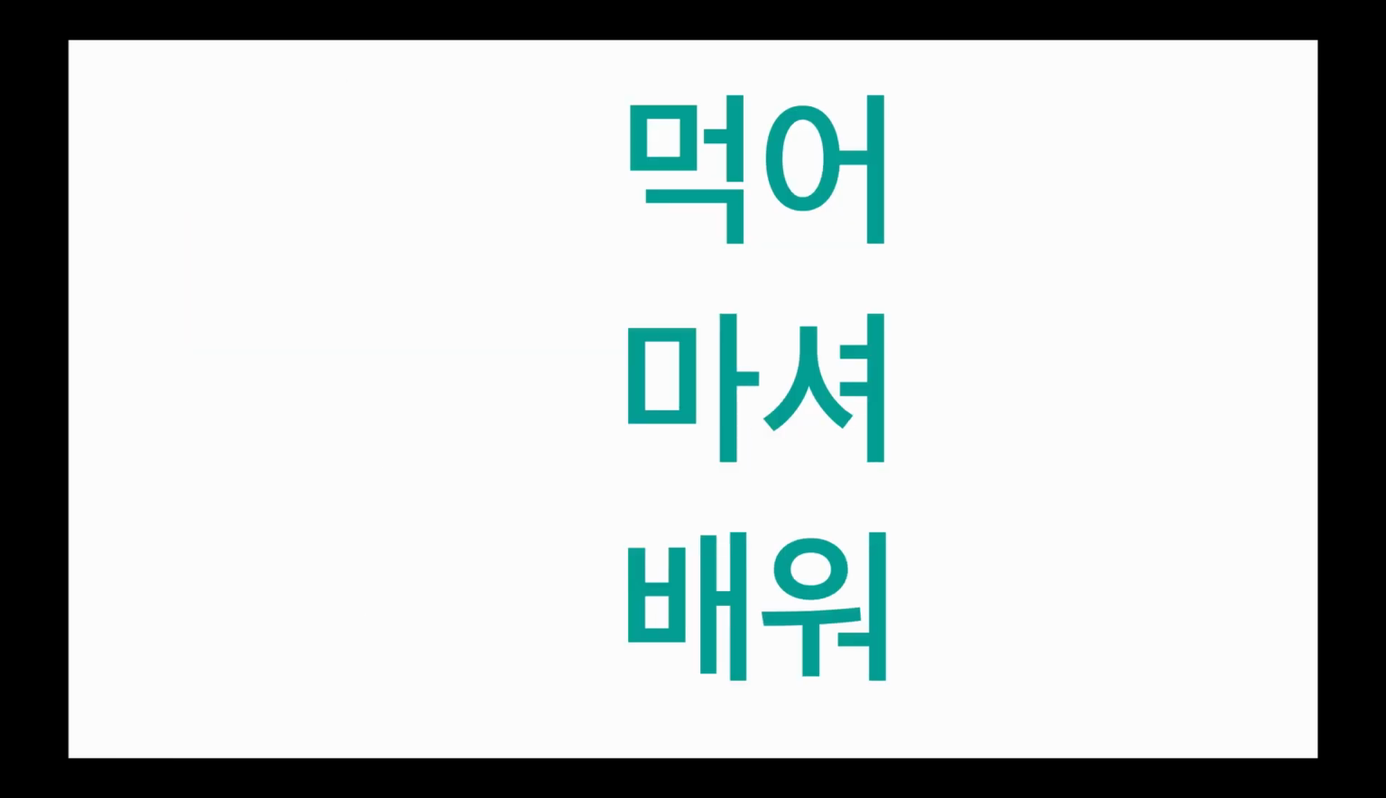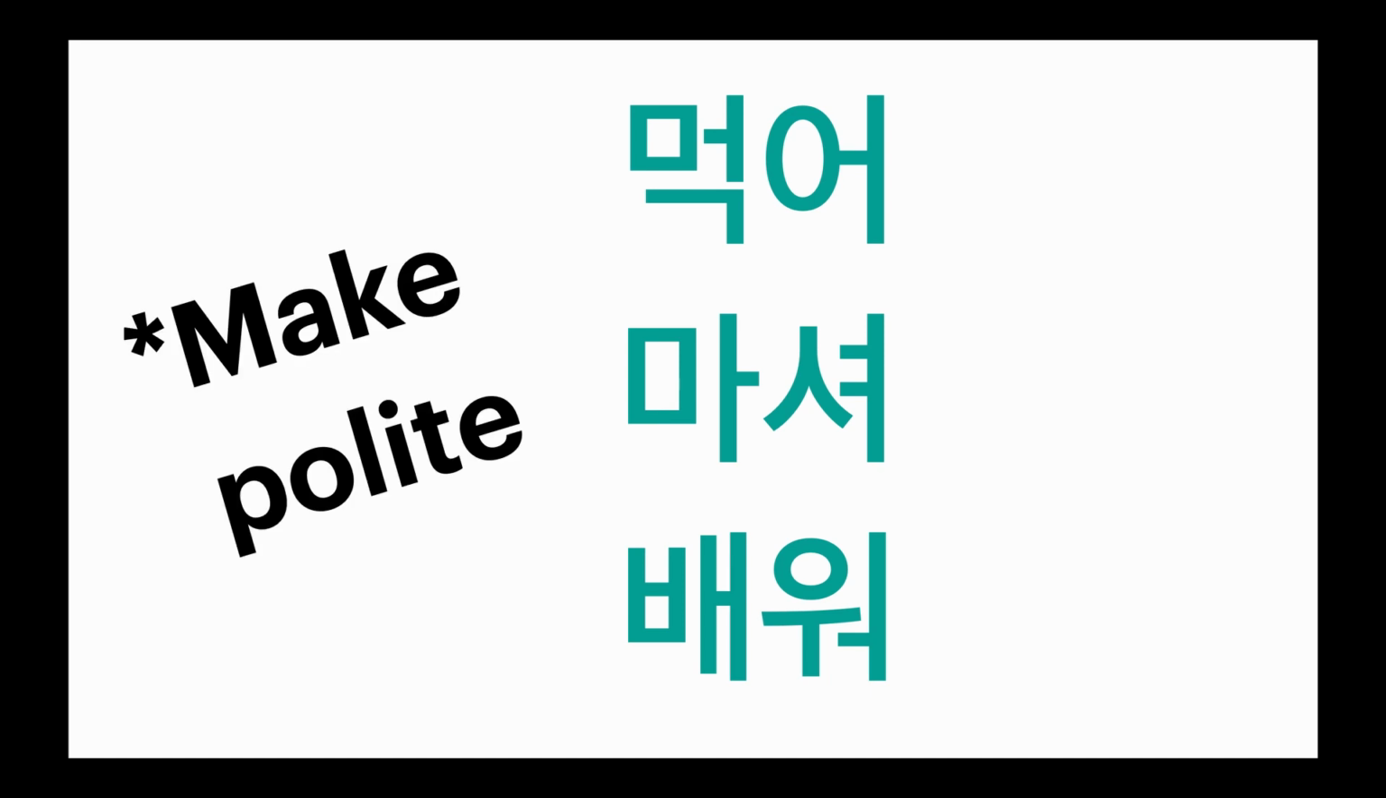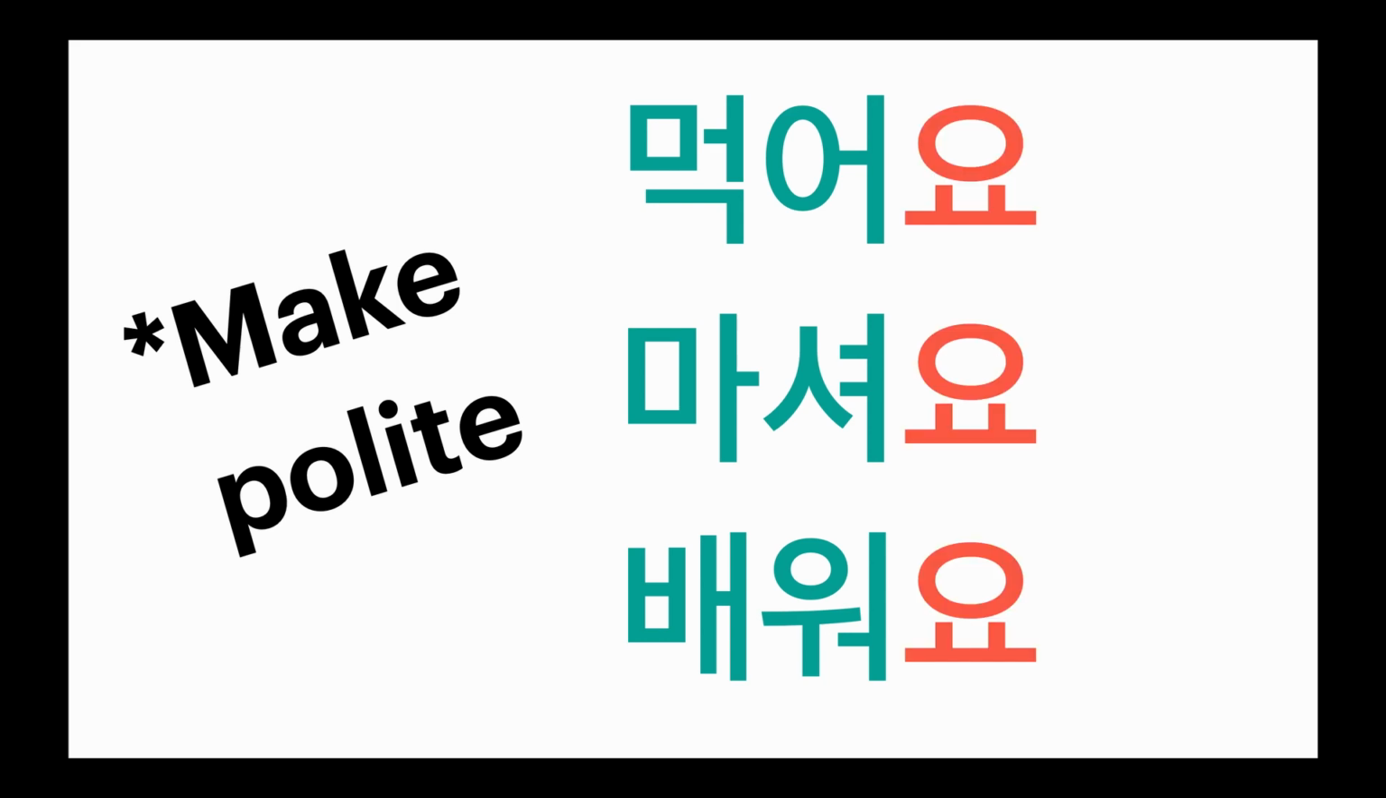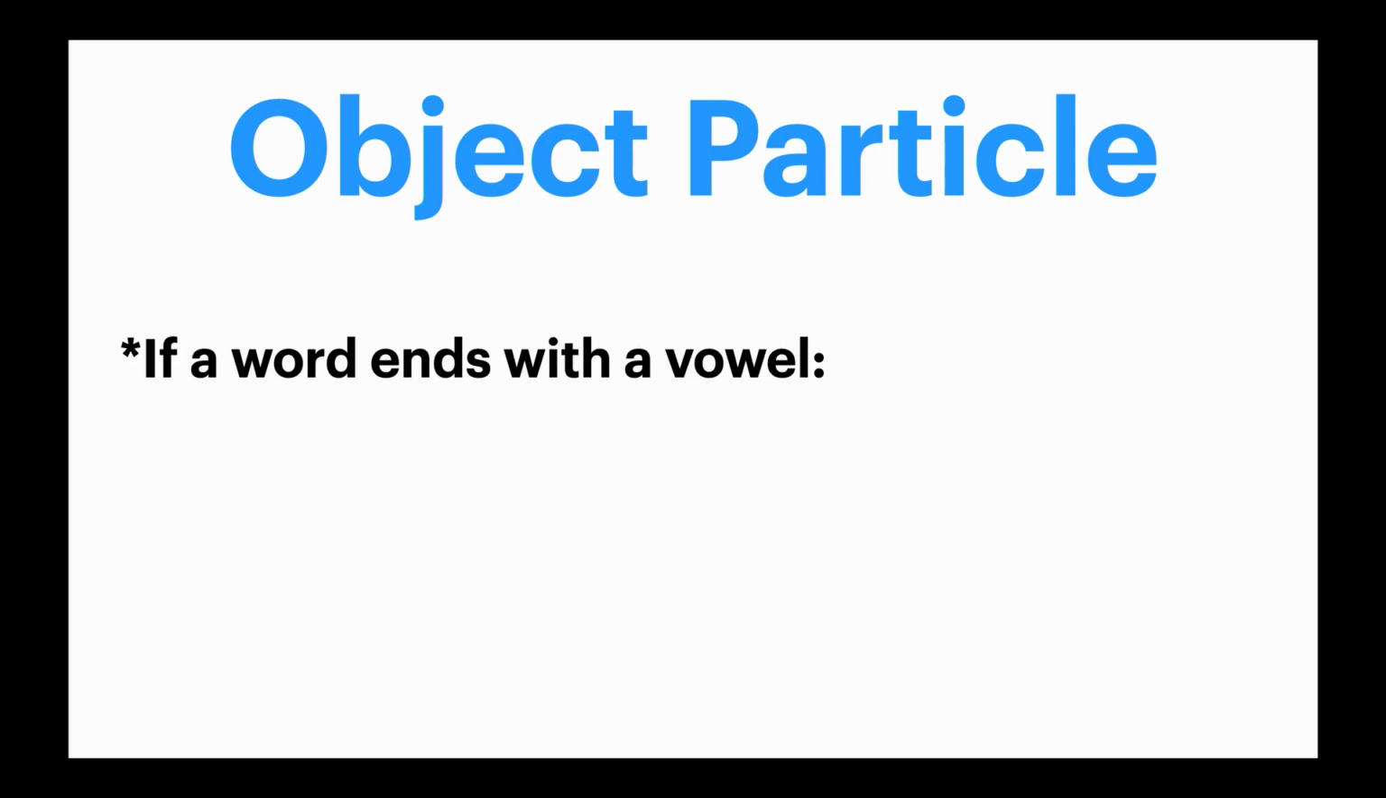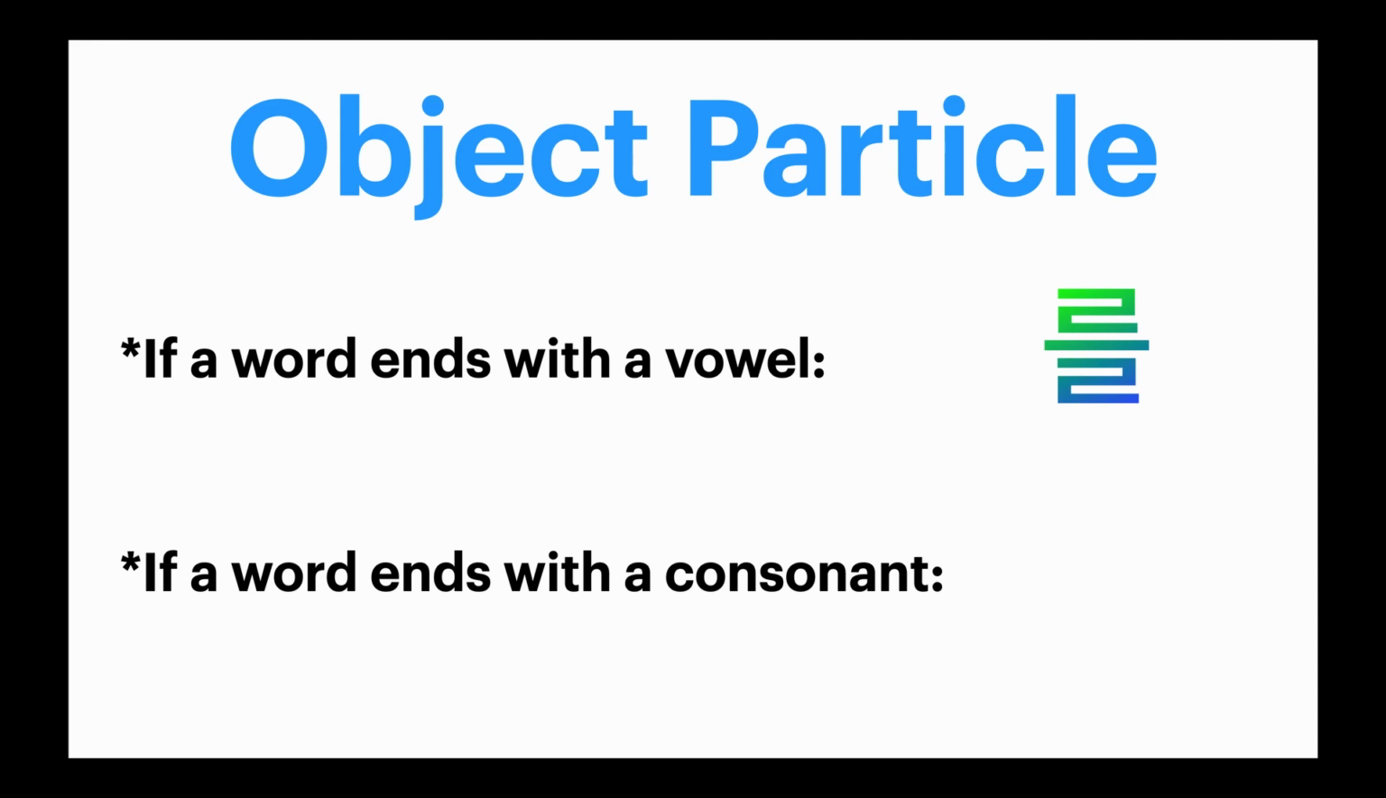And if you are talking to anyone besides children or your friends or someone who you have agreed to speak casually with, then you will generally always make polite by adding, for the 10 billionth time, 요. And the object particle review. If a word ends with a vowel, then you will add 를. And if a word ends with a consonant, then you will add 을.